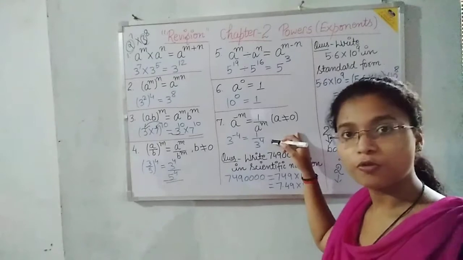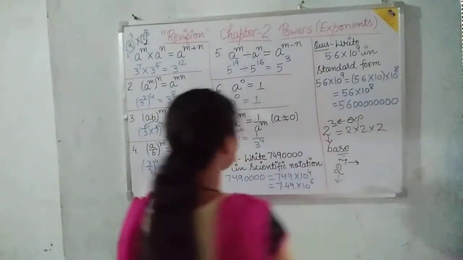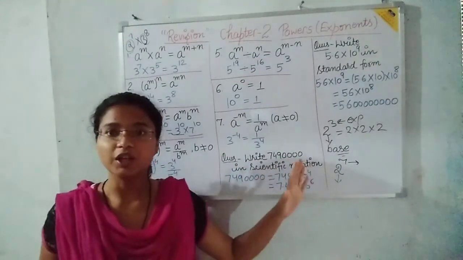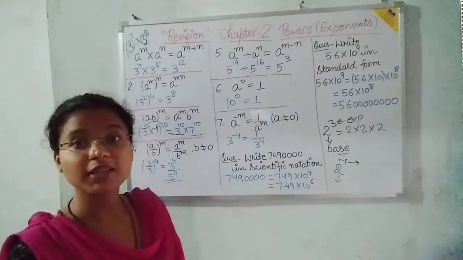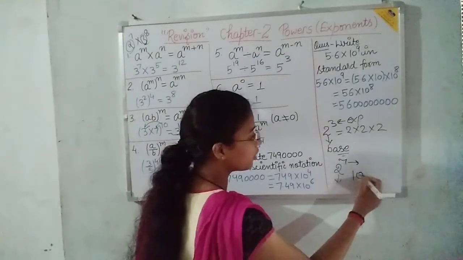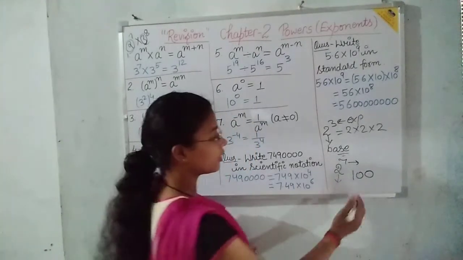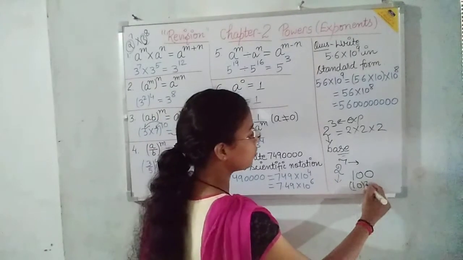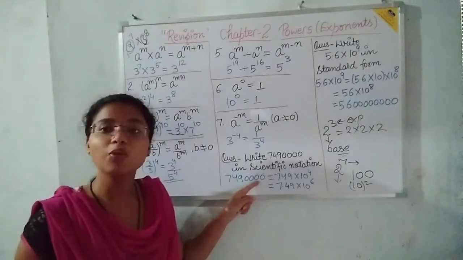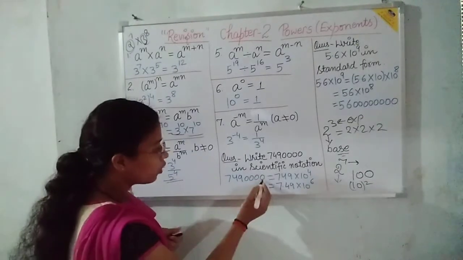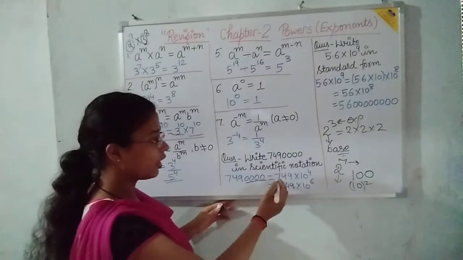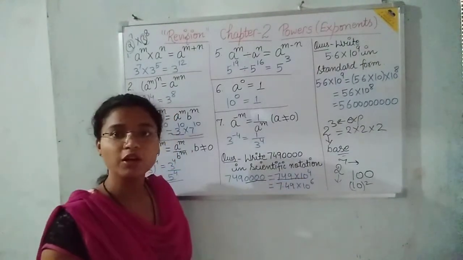Now the next question is, write the number in scientific notation. How to write a number in scientific notation? You know that if 100 is given, we can write this 100 as 10 square. In the same way, suppose this is given, count how many zeros are there. Just count. 1, 2, 3, 4. 4 zeros are there. So we can write it as 749 into 10 to the power 4.